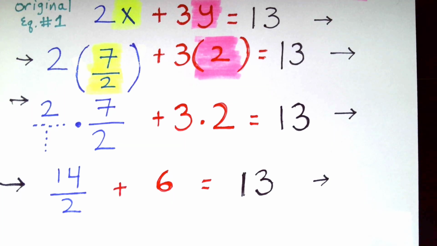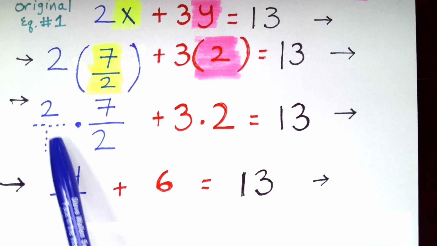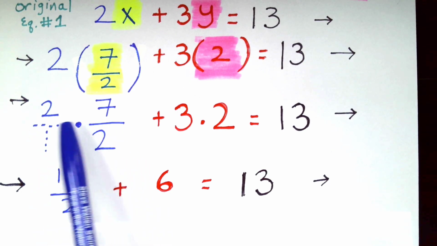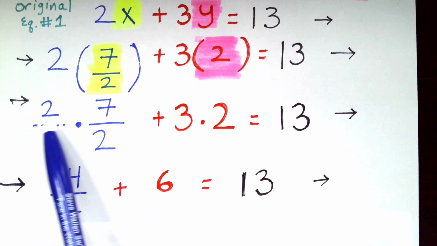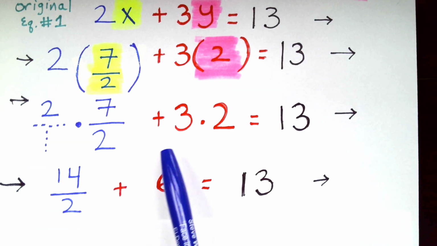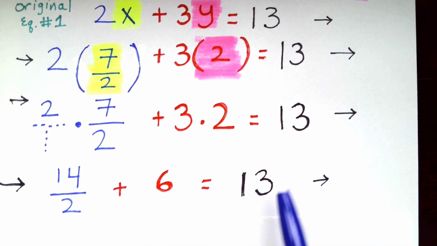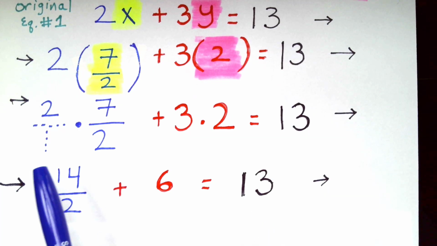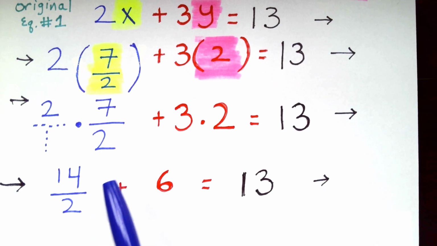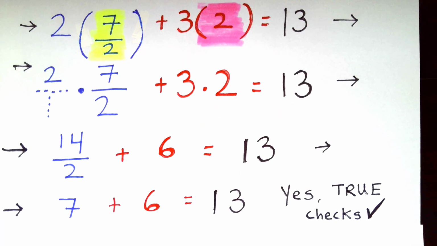So I want to make sure I show that to you here now. 2 in the invisible 1. 2 times 7 on a fraction, we multiply top to top, bottom to bottom. 2 times 7 is 14, 1 times 2 is 2, plus 3 times 2 is 6, equals 13. Now we got really lucky with this fraction, because 14 can be divided evenly by 2. What is 14 divided by 2? All right, if you said 7, you're absolutely correct.